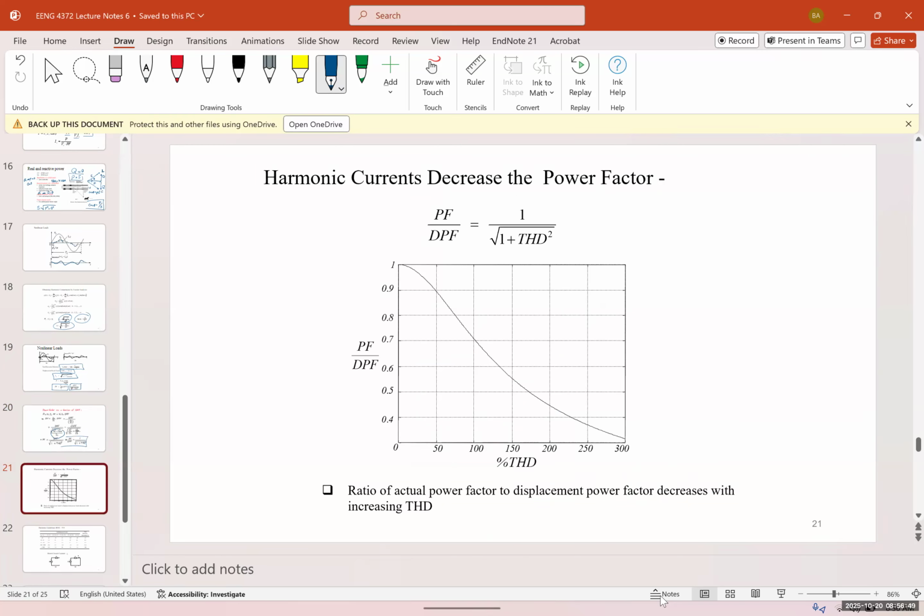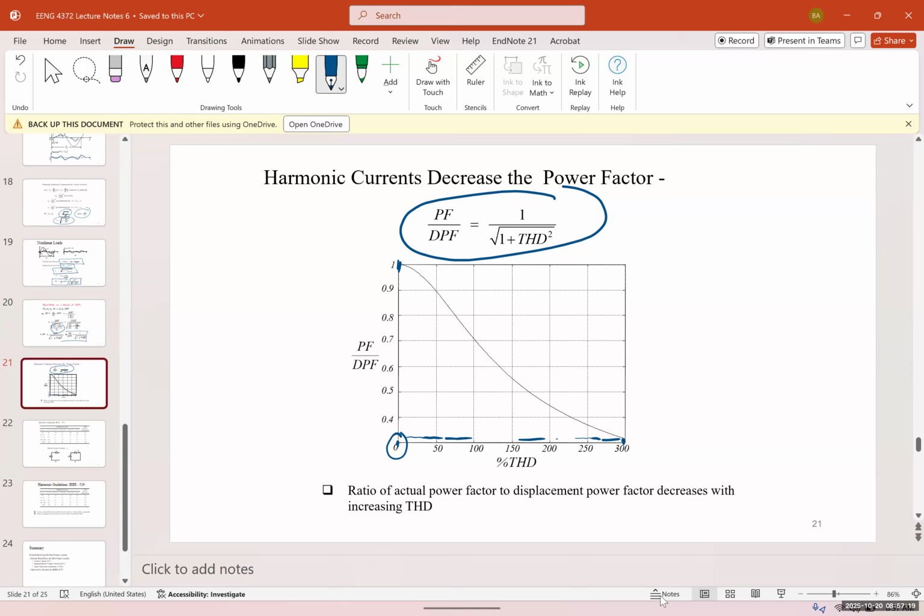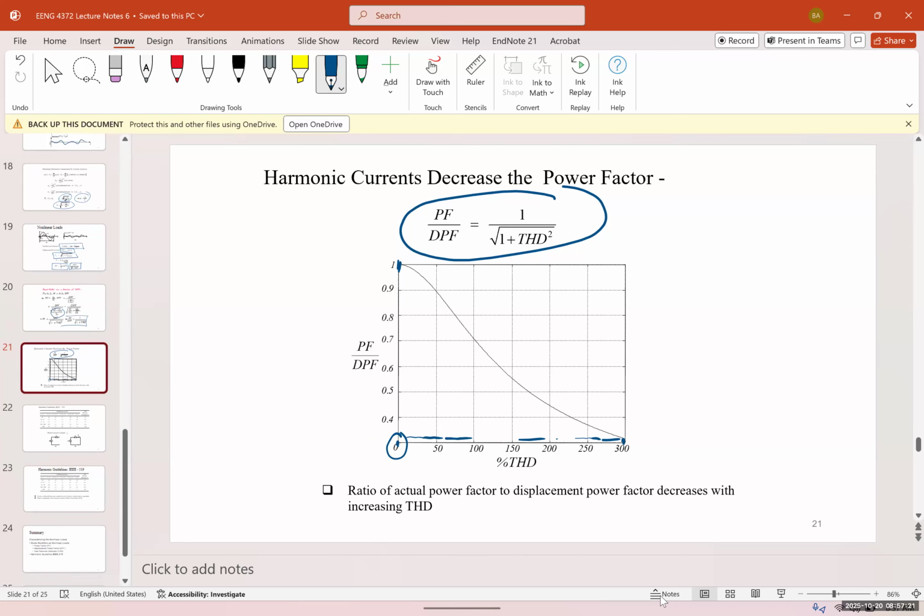Now, the harmonic currents decrease the power factor, obviously. So you can see that the maximum of PF over DPF is going to be when the total harmonic distortion is at 0. And when you increase that, the power factor to the displacement power factor ratio decreases. So the ratio of actual power factor to the displacement power factor decreases with increasing total harmonic distortion.